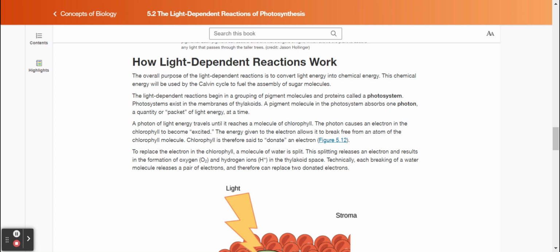A pigment molecule in the photosystem absorbs one photon, a quantity or packet of light energy, at a time. A photon of light energy travels until it reaches a molecule of chlorophyll. The photon causes an electron in the chlorophyll to become excited. The energy given to the electron allows it to break free from an atom of the chlorophyll molecule. Chlorophyll is therefore said to donate an electron.